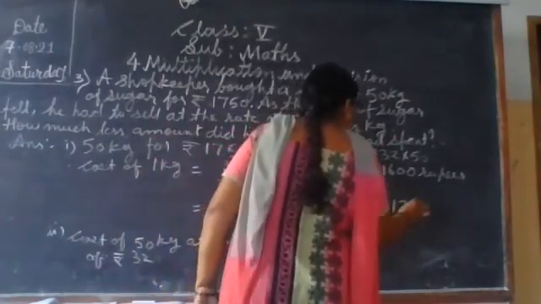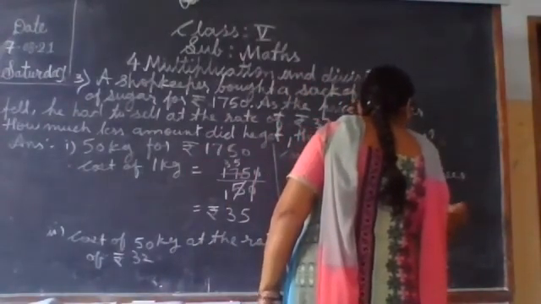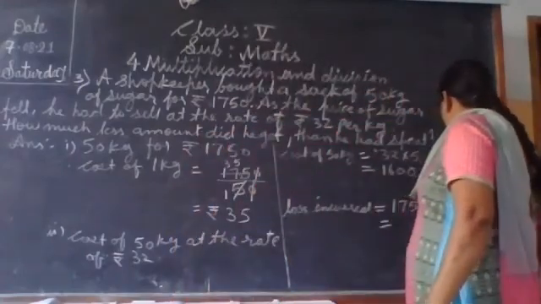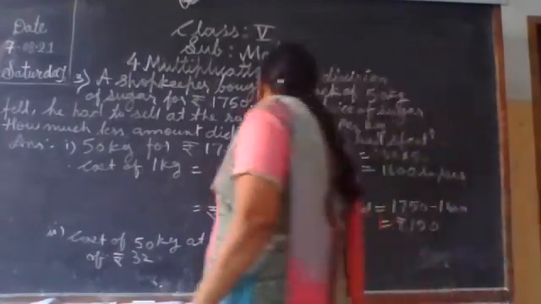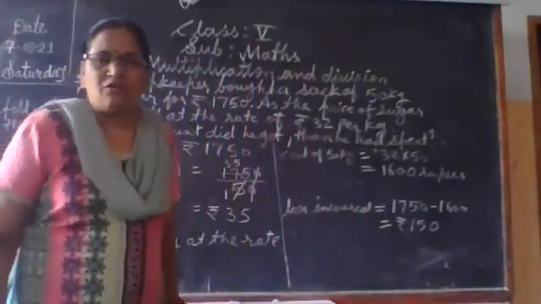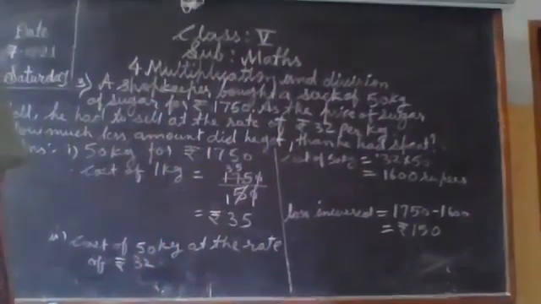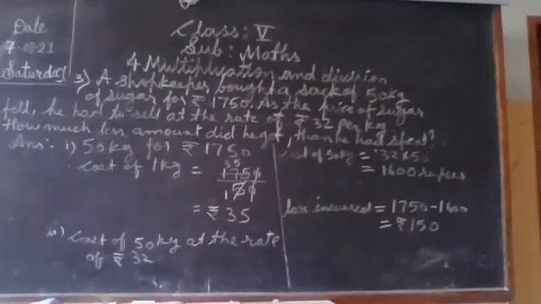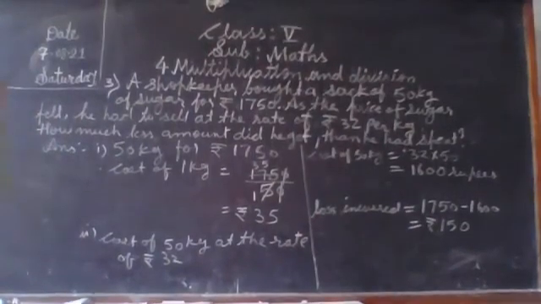So the loss incurred equals 1,750 minus 1,600. What is it? 0, 5, 1. So he had a loss of rupees 150. Got it? In this way you can solve the mixed problems. Okay, bye bye children.